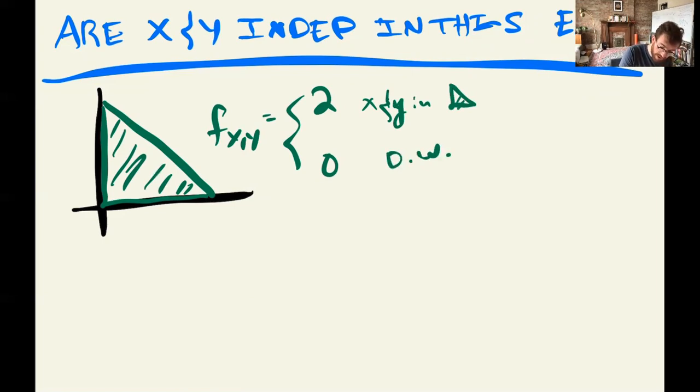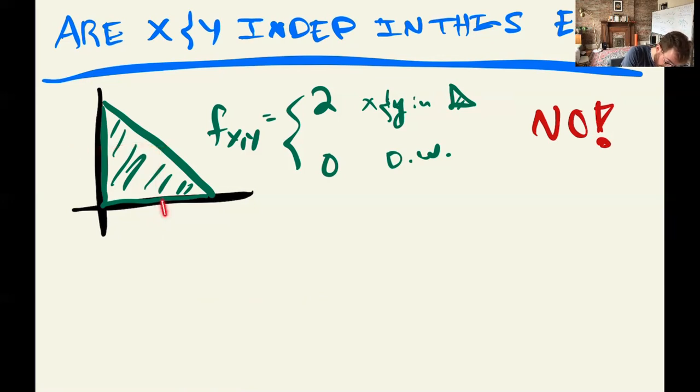So let's answer the question, are x and y independent? Well, we can actually just stare at the support of this and realize that they're not independent. In particular, if I compute the marginal PDF for x, that means I have to integrate this function out. That's going to tell me the probability density of this point x. And then if I were to integrate this out, I would get the probability density for y at that point.